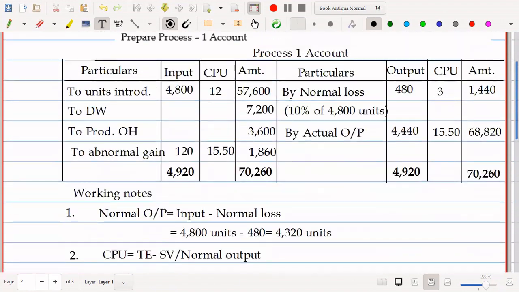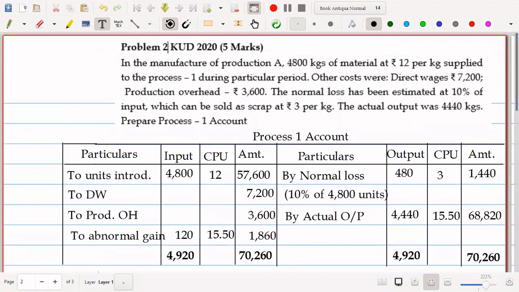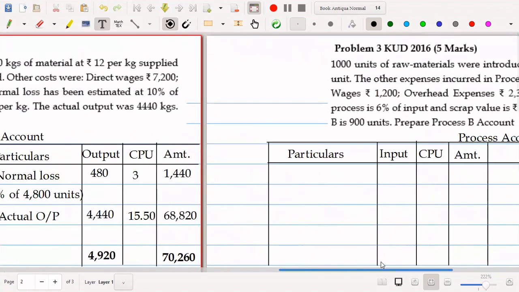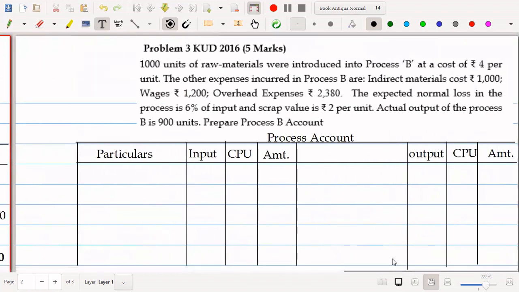Have a look. Okay, got this point. Now let's solve one more problem. So this is from Karnataka University, Dharwad, which was asked in the year 2016 for 5 marks.